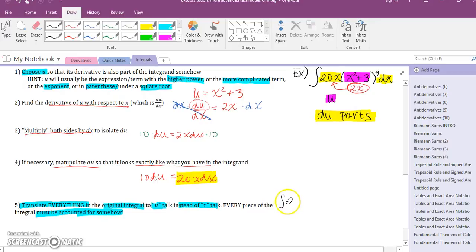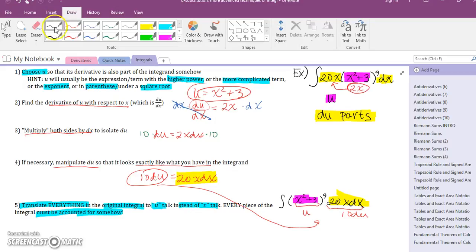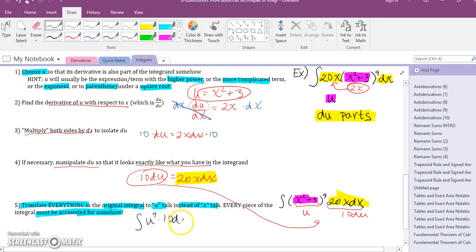So I'm going to take this, and what I'm going to do first is rewrite it quickly. So x squared plus 3 to the 9th, 20x. You definitely don't need to do this whenever you get good at this, but this is just so you can see the separation between my u. So I defined x squared plus 3 to be u. And then 20x dx I called 10 du. So I'm going to replace my yellow with 10 du and my pink with u. So let's go ahead and rewrite it. That x squared plus 3 is u to the 9th times 10 du.